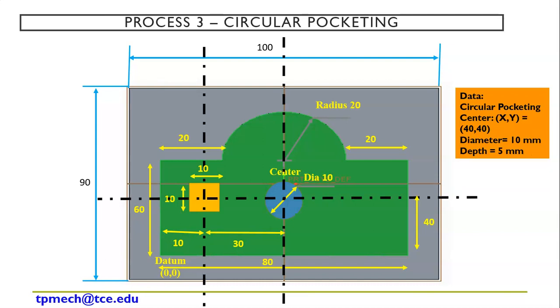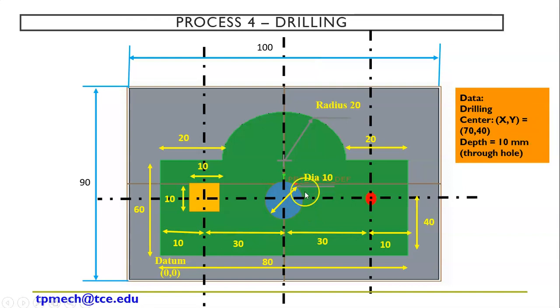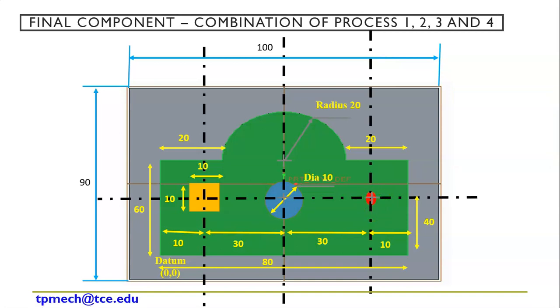Now I go with circular pocketing. The center is x, y, so 40 and 40. So from the datum, a line at 40. Already we drew 40 mm. So this center is the center for the circular pocketing. I draw a diameter of 10, and the radius is 5. Now the next is drilling. From here 30, because they have given 70. So 10 plus 30 plus 30 is 70. So this is my center point. Here I make a drill. Finally it is a through hole because I make it through the 10 mm thickness. This is my final component.